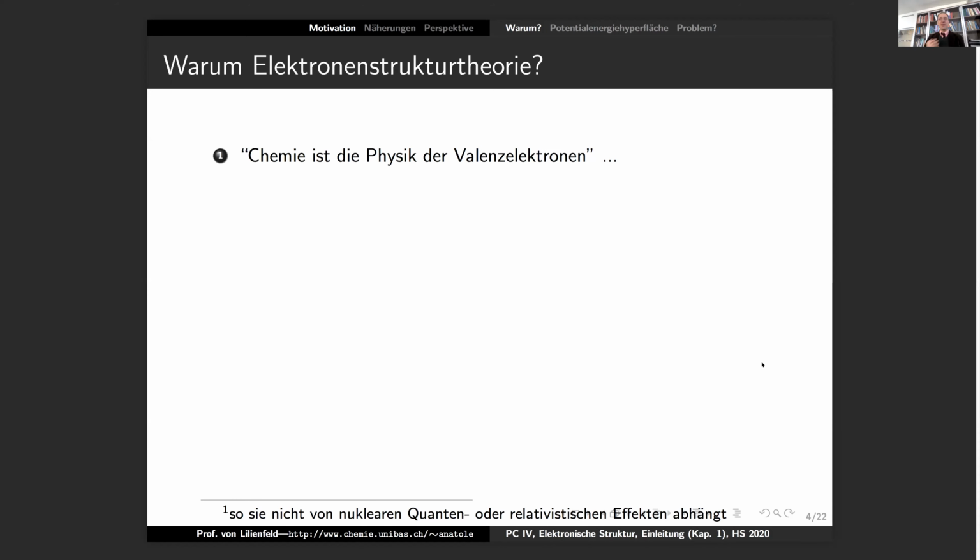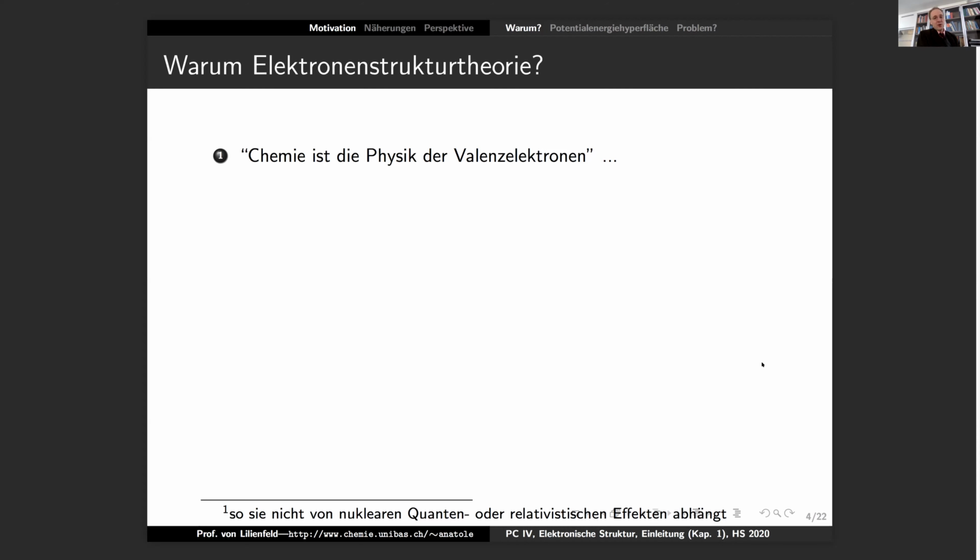Well, there are various definitions of chemistry, and some cynical physicists just call it physics. Chemistry is the physics of the valence electrons. So this is partly true, right? But if you have nuclear quantum effects, for instance, your hydrogen atoms have such a small nucleus that the nucleus can also have a quantum effect, right? That can also affect your chemistry.